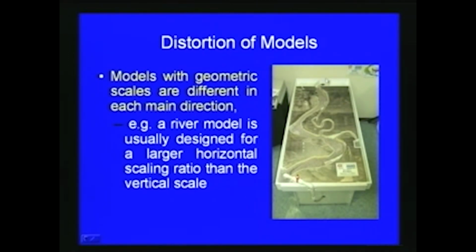As I mentioned for river channels, the depth is very difficult to represent. So, a distorted model has geometry scales that are different in each main direction. A river model is usually designed for a larger horizontal scaling ratio than the vertical scale. Many times in practical modeling we may have to go for the distorted model rather than undistorted, since an undistorted model will be difficult to do in the laboratory with respect to the prototype. So, we may have to go for a distorted model depending upon the case.